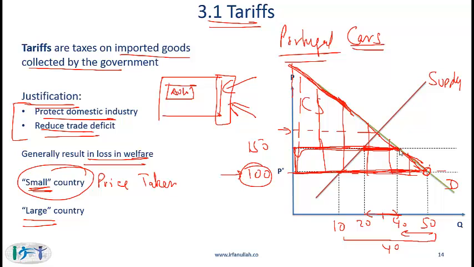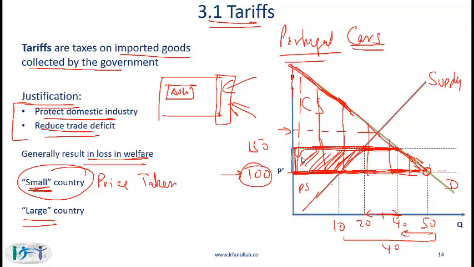Where does this consumer surplus go? Some of it goes to producers. Remember, initially our producer surplus was the area below 100 and above this supply curve. So initially this was the producer surplus. Now the price has gone up to 150. So this area over here is an increase in the producer surplus.